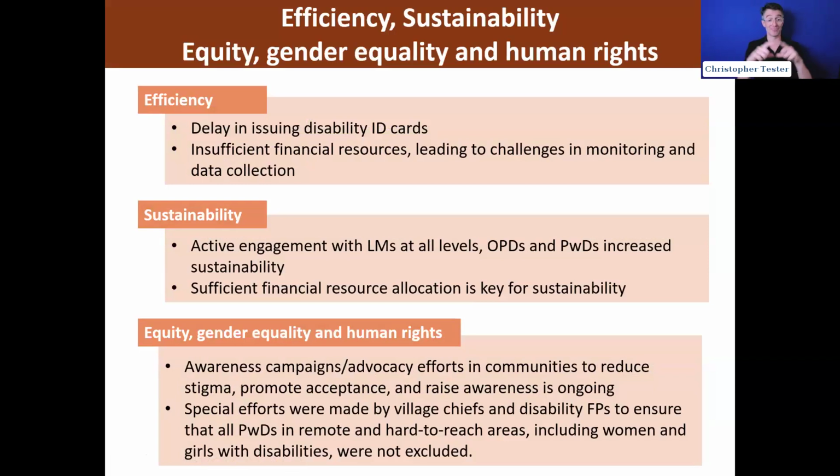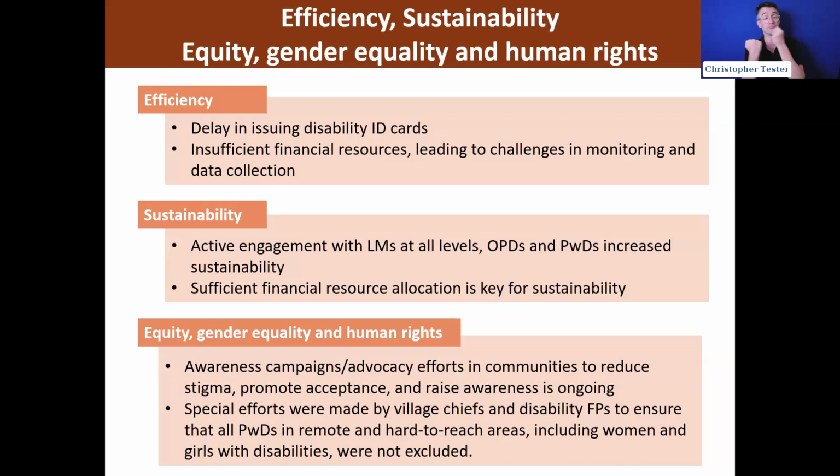However, active engagement, as mentioned earlier, with government stakeholders at all levels, central level, provincial level, communal level, and also with OPDs and then persons with disability themselves, increases the sense of ownership, hence the increase in sustainability. However, sufficient financial resource would be the key for long-term sustainability.